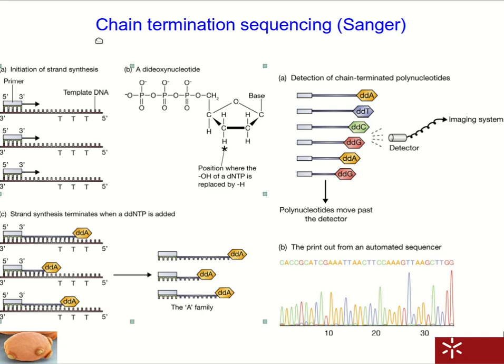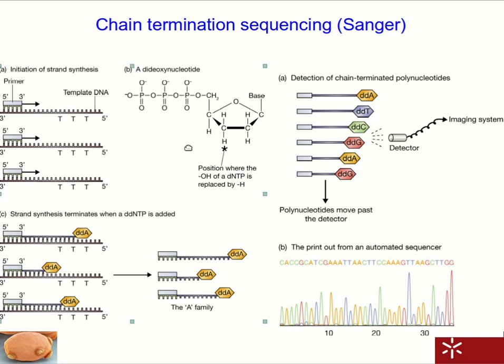Chain termination sequencing, also called Sanger sequencing, was developed by Sanger and colleagues in the mid-1970s. This protocol has some similarities to PCR, but there is only one primer. This means that the copies of the template DNA are single-stranded. Another difference is that a small fraction of the dNTPs are actually dideoxynucleotides, which means that they have a hydrogen atom here in place of the hydroxyl group in a normal dNTP.